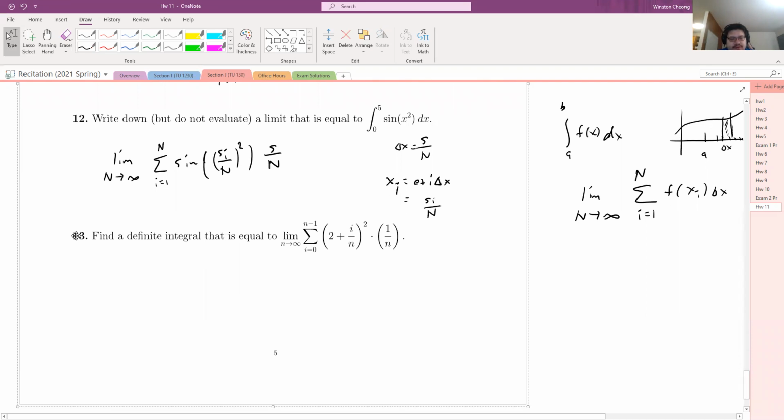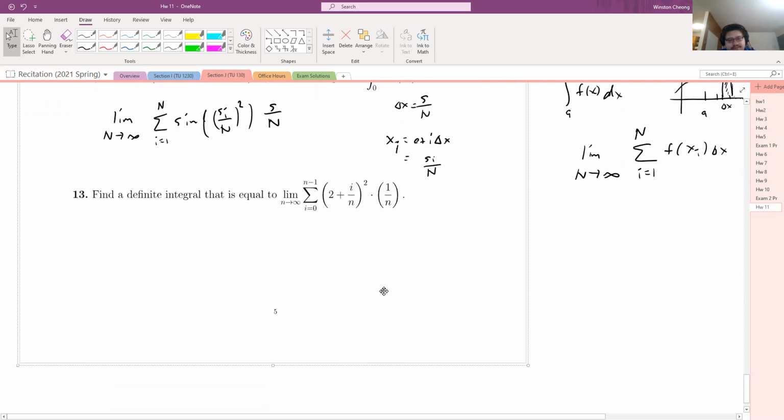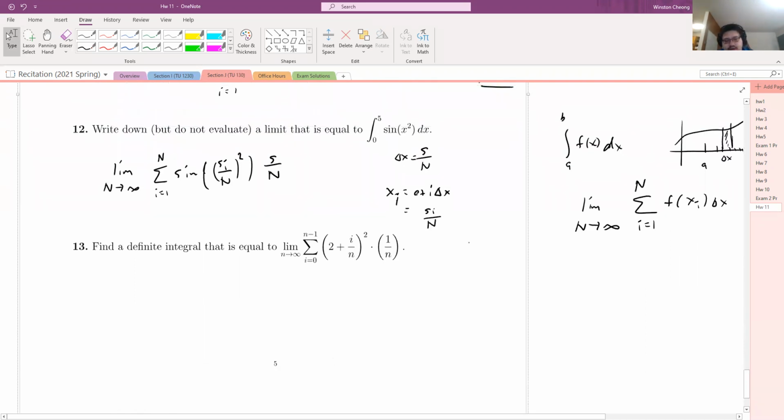All right. So now 13 is asking us to do the reverse. Well, so there's actually two different ways we can interpret this. And the end result that we end up getting is going to depend on how we interpret it. So the first thing we could do is we could consider this to be our xi. And the second thing would be to consider 2 plus the i over n as being the xi. I'll go through what happens if you do that.